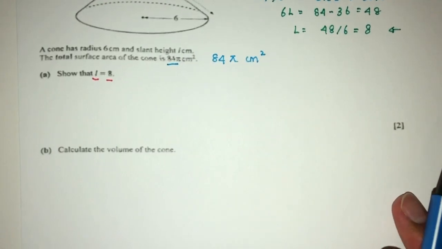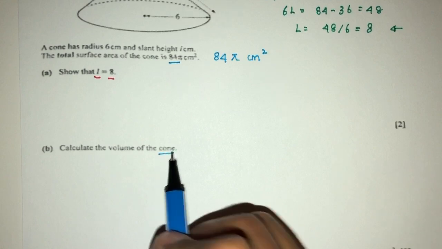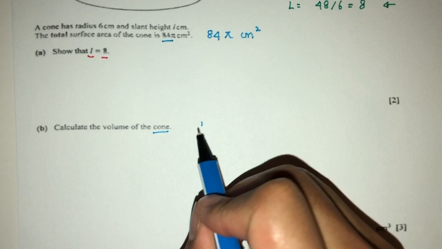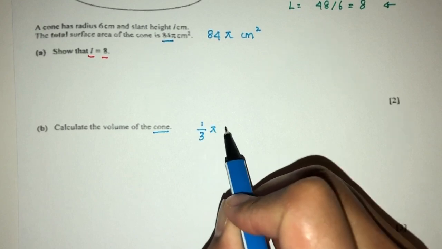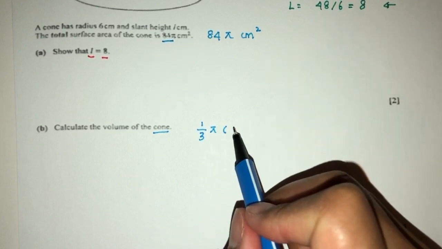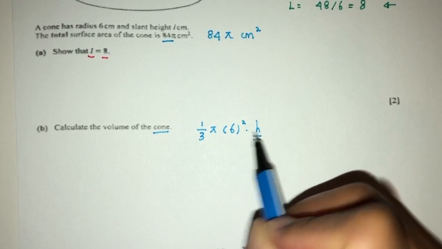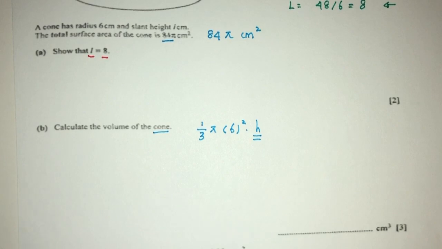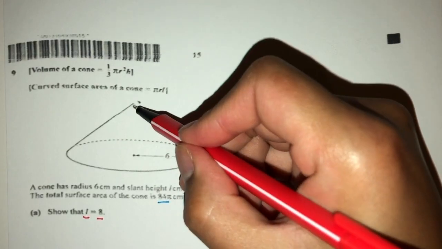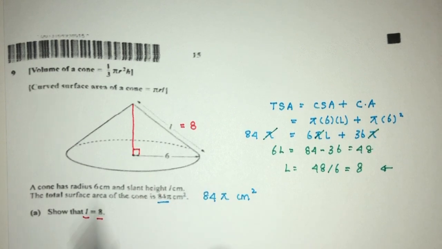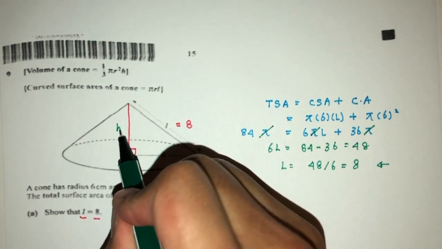Now for part B, we have to find the volume of the cone, so pretty easy. We have to use this formula right here. That will be 1/3 pi R squared, the radius is 6 squared, and h. So we have to find the value of h. H is the height that we need to find right here. Pretty easy. As you can see here, we have a right angle triangle, so we can use SOHCAHTOA to find the value of the height. So let's call this h.